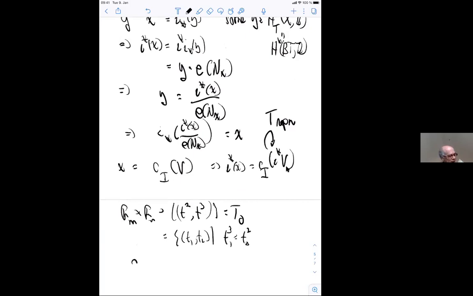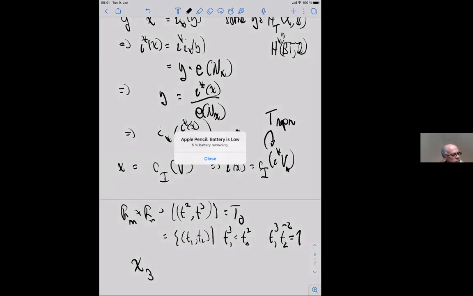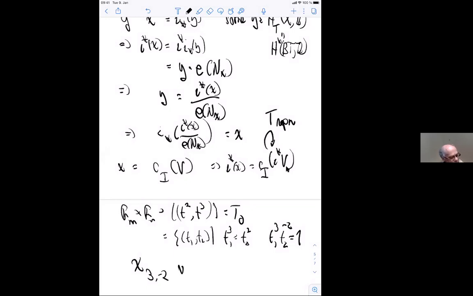So that says the character chi, in other words t1 cubed t2 to the minus 2, is equal to 1. So chi_(3,-2) vanishes on T0.